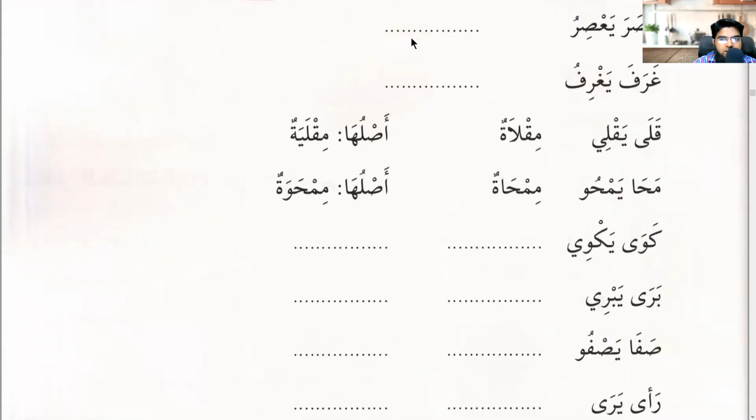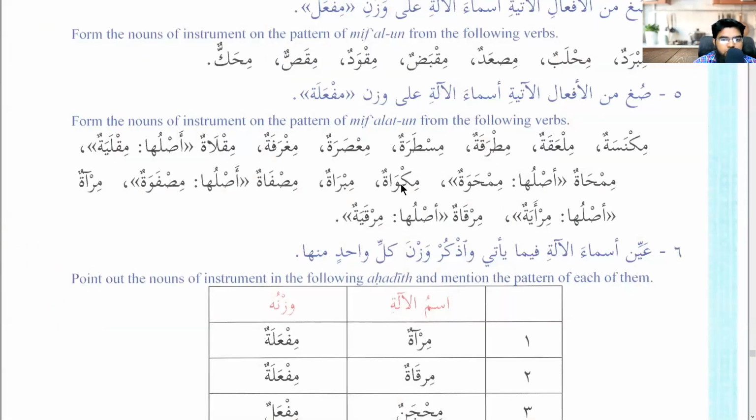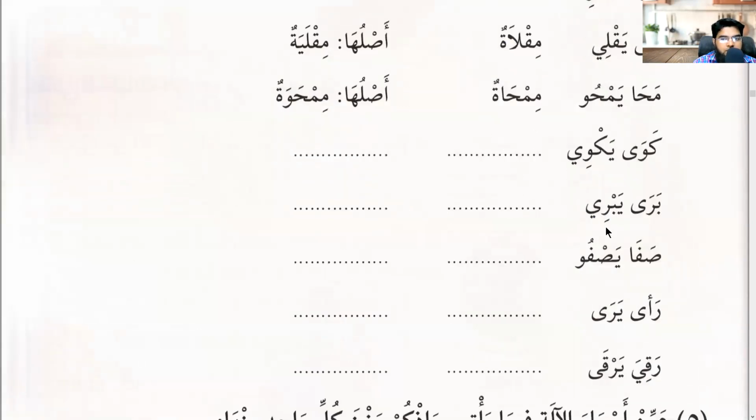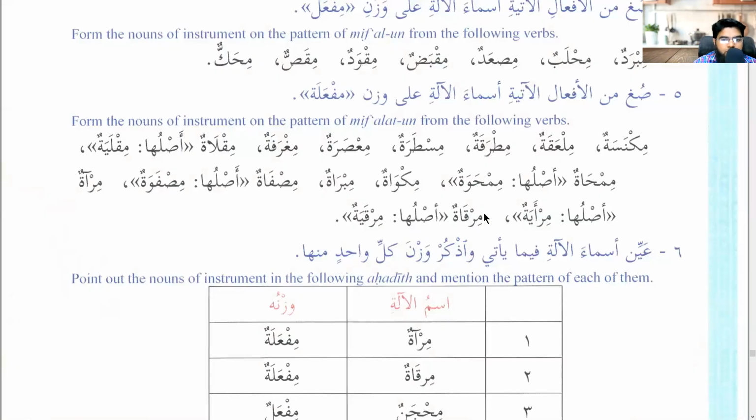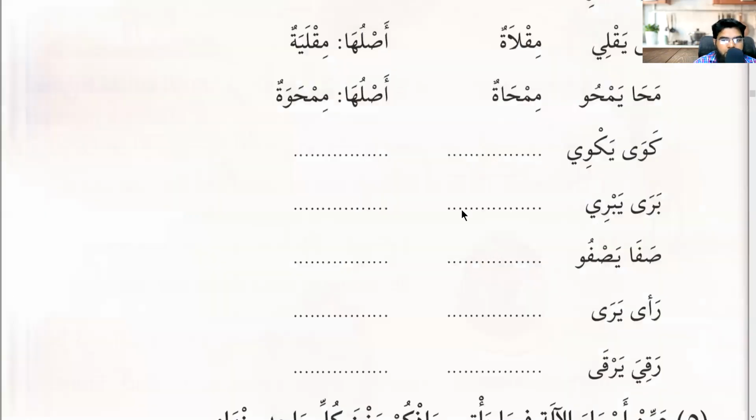Now what is happening is from here, we have all this alif, alif, alif. Because it's a ya or a waw, we change it to an alif. So kawa yakwi, you have to say its asl also. So mikwatun, it was actually mikwayatun, to iron. Bara yabri is to sharpen. So mibratun with an alif, sharpener. It was actually mibrayatun.